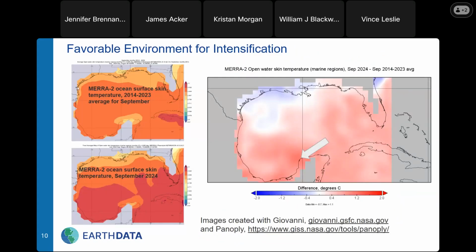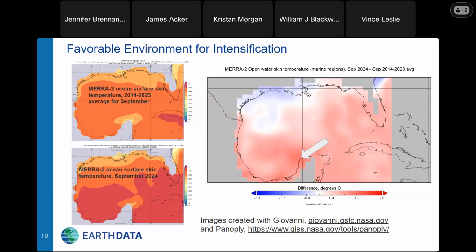So why was it so favorable for Milton to intensify? What I've used here is our Giovanni system, and I've taken plots of the MERRA-2 ocean surface skin temperature, which in most parts of the world is also just about the same as sea surface temperature. Slight differences, but not significant for us. And I used Giovanni to make an average plot of the temperature for the 10-year period, 2014 to 2023. And then I also made a plot for September 2024.